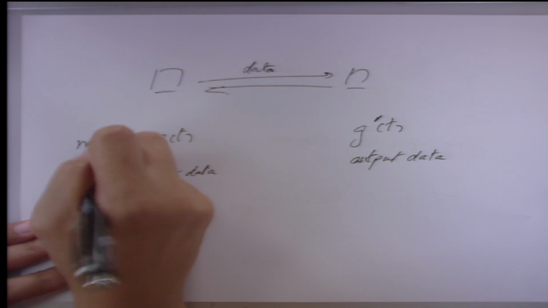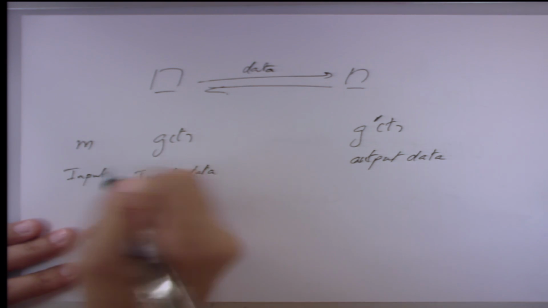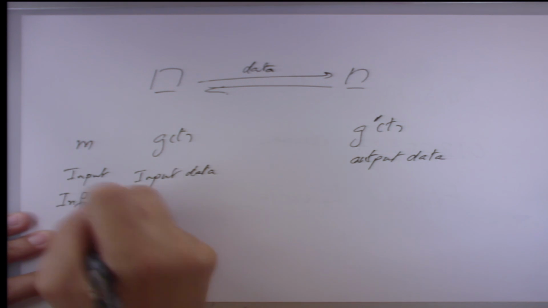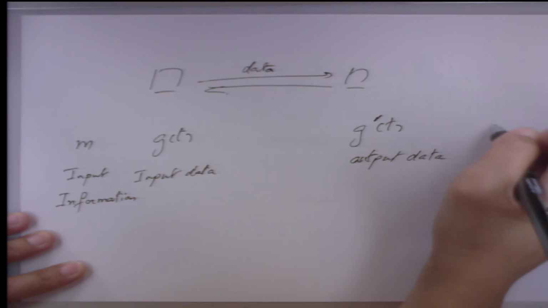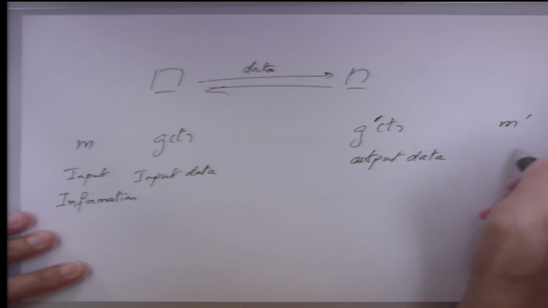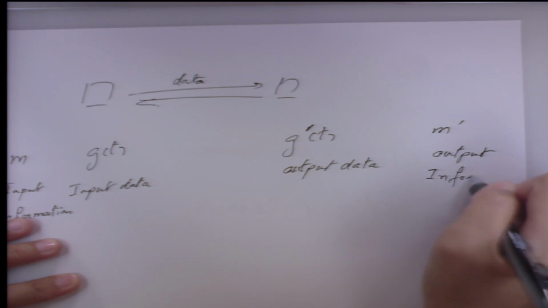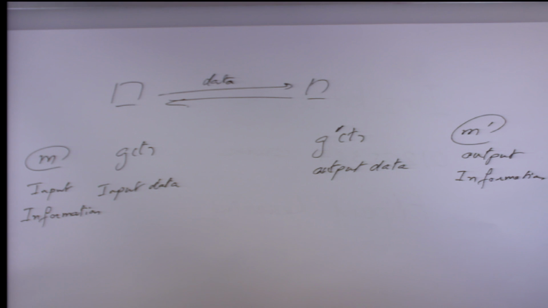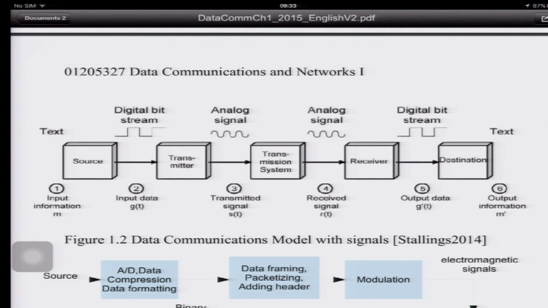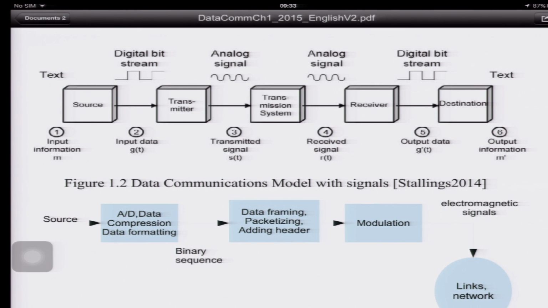And you have M as the input information. You will receive M prime as the output information. Again, M prime and M may not be equal, and that's why there are different parameters. But we try to make them equal as best as possible. As communications engineers, we want to make them the same, so that you get the same text as what you were sending.